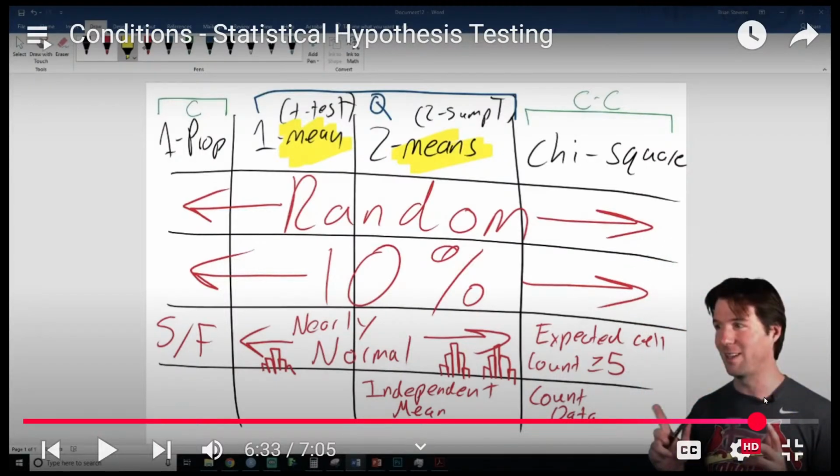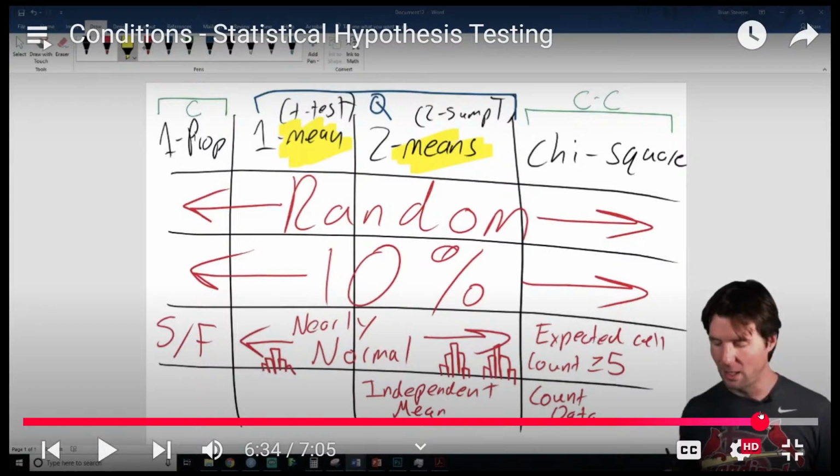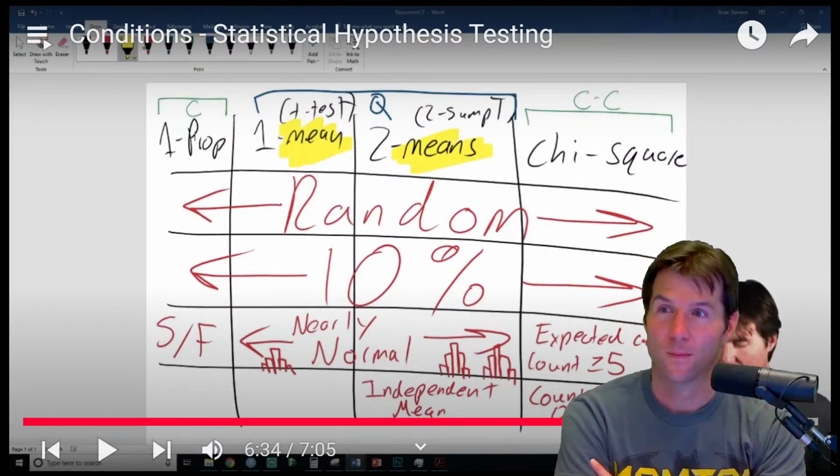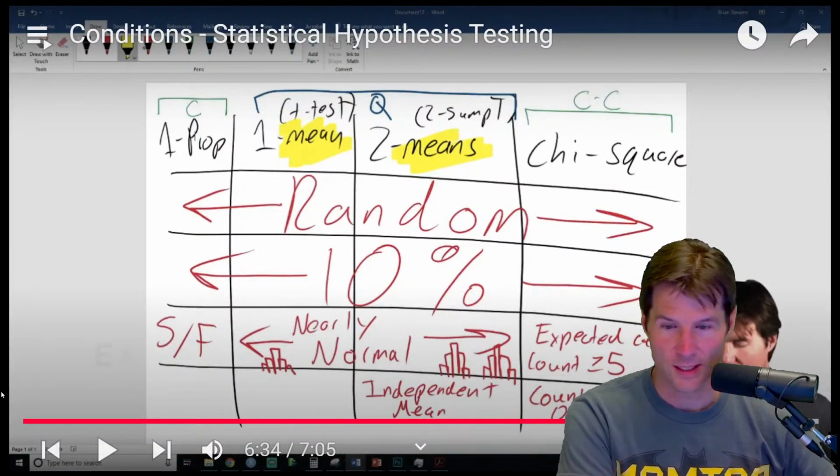You have to think where we're at. We just did random and 10%. We're dealing with price of the housing market. There are hints on the screen. What's the third condition? Price is quantitative. Nearly normal. You got it, Adeline. Because it's quantitative, yep, nearly normal.